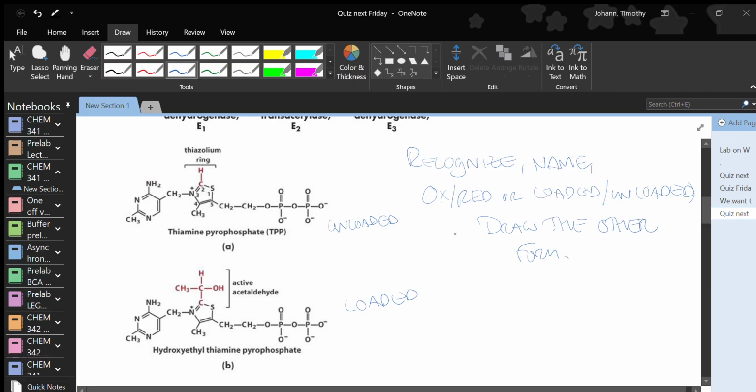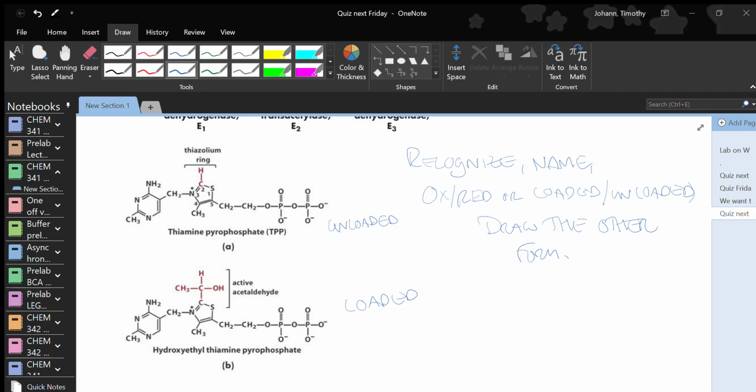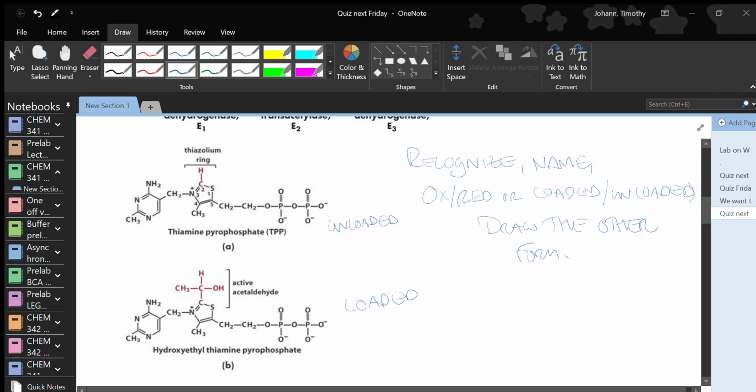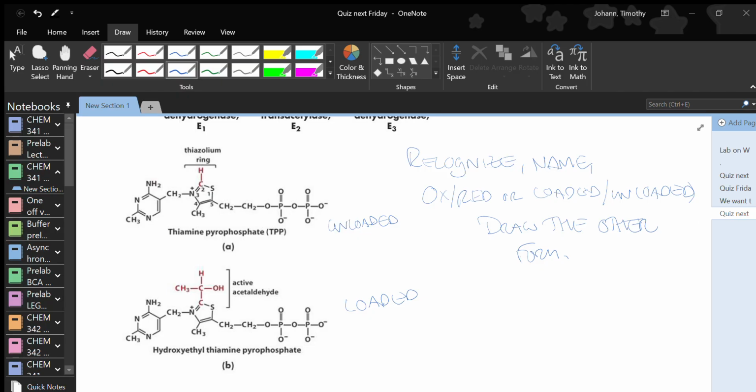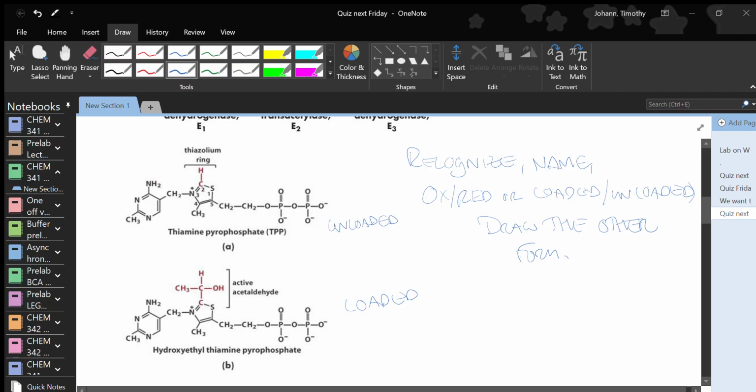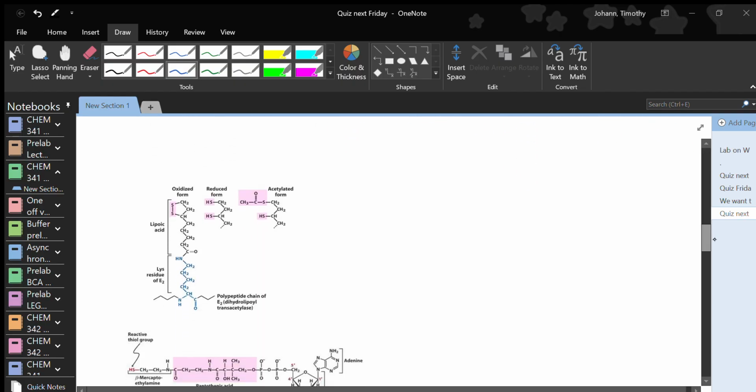All right, so you're not responsible for this whole thing here. This would be given to you. You need to be able to recognize, oh, yeah, that's thiamine pyrophosphate. And then you need to recognize, is it in its loaded state or unloaded state, and be able to draw the other one. Questions? Okay. So let's go on and then look at lipoate. We'll have a little more detail down here.